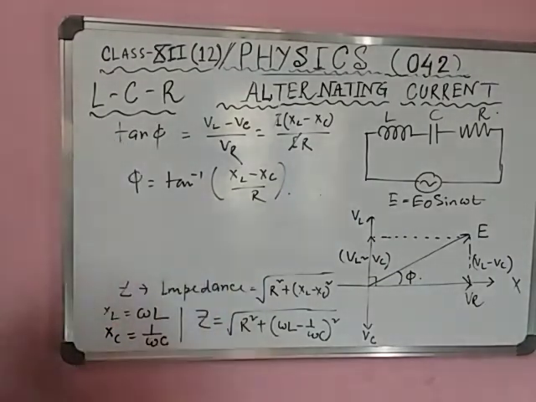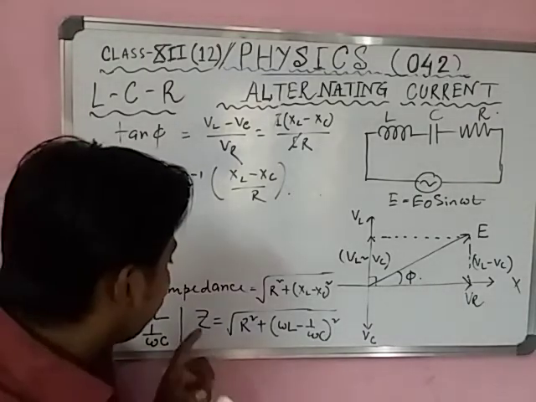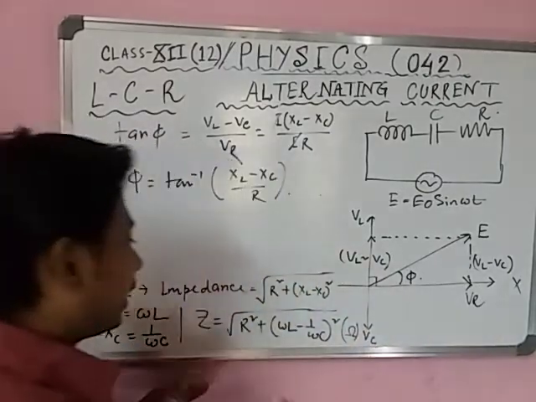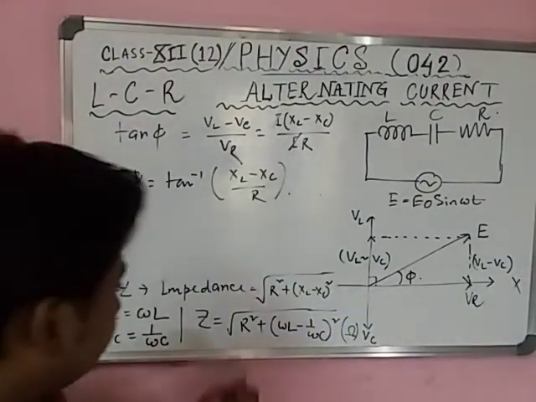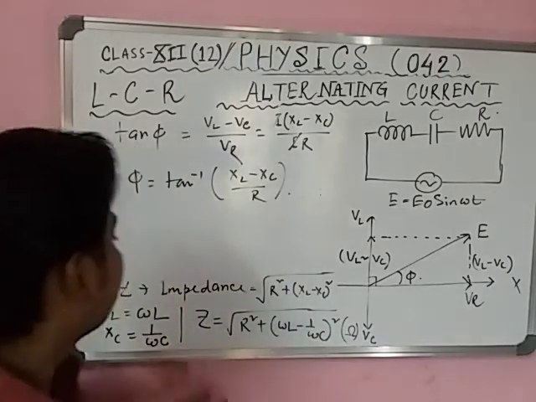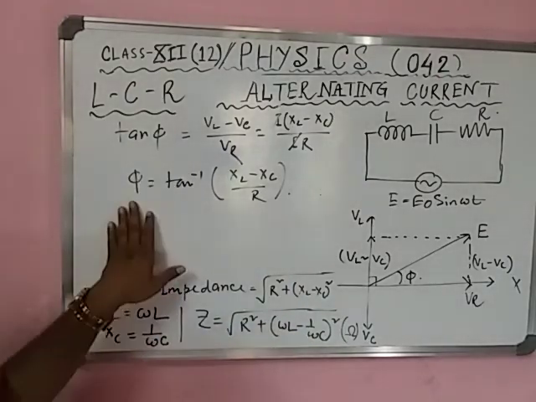This is the impedance. This is very important. So now you tell me, what is the unit of Z? The unit of Z is nothing but ohm, same as resistance, because this has the dimension of resistance. This is also the dimension of resistance. So resistance by resistance is resistance. So Z is nothing but resistance, and this is called the phase phi.